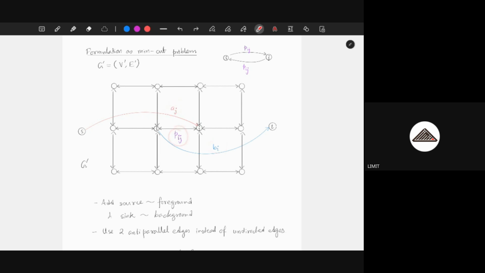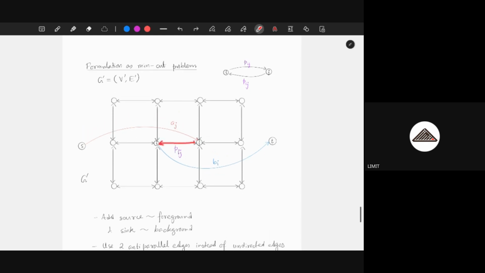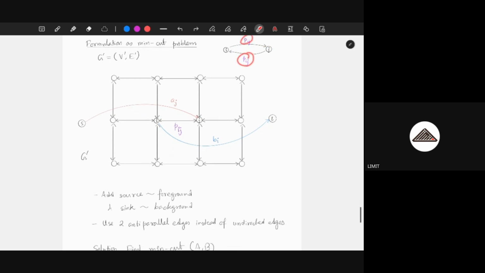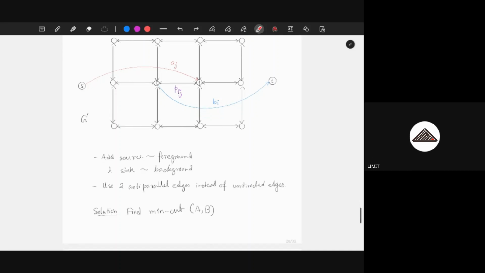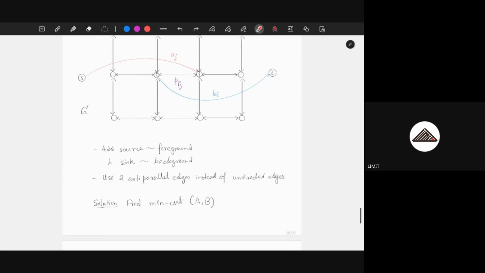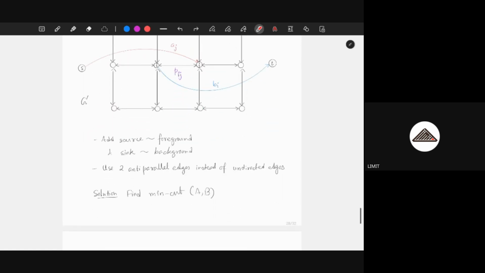And what about these two? Maybe for I and J, this is basically bidirectional. So what I do is put anti-parallel edges and just put the values there, put the edges there. And basically find the min cut solution, and that will give us the solution. So that's what I wanted to talk about.